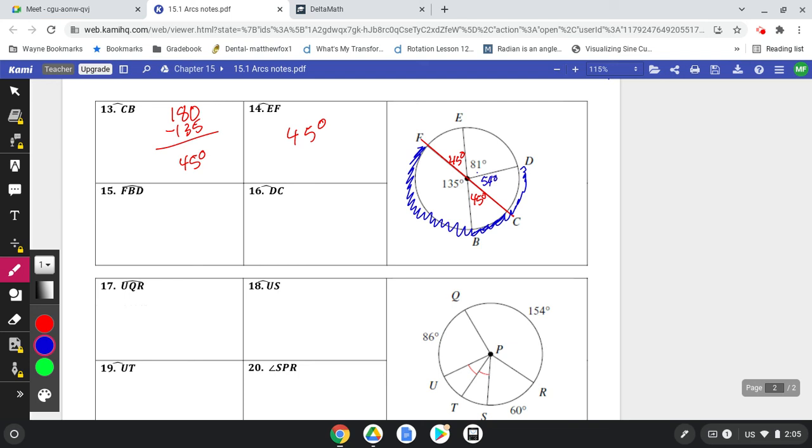Now, to figure out what FBD is, we need 135 plus the 45 plus the 54. Add all of that together. And if we add all that up, we'll get 234. Final one then, DC, we just found that 54 degrees. Very easy.